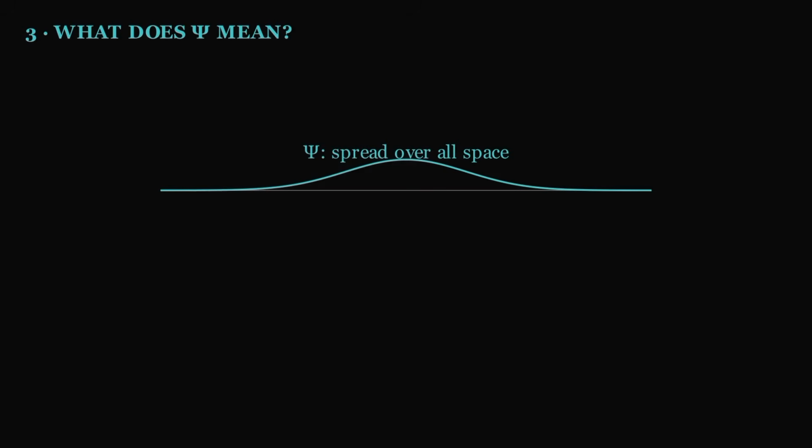So here's the obvious question: what does psi actually mean? A particle is a point, it's somewhere definite and specific, but psi is spread out over all space. So what is this function telling us? The answer comes from Max Born in 1926, and it's the strangest idea in this entire course.